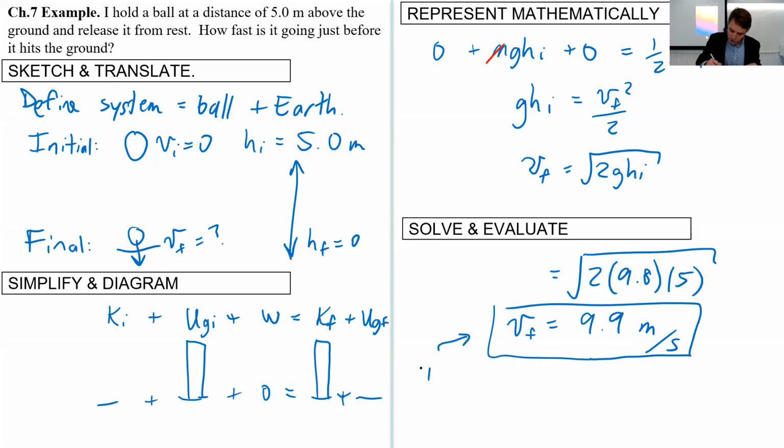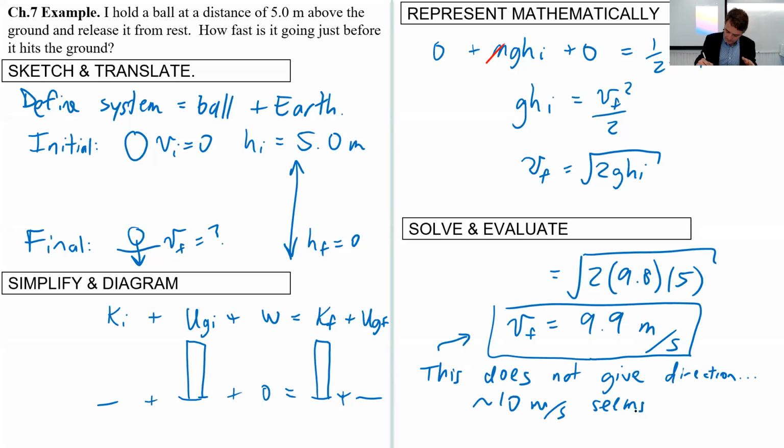This does not give direction. So that's one of the downsides of using energy. You can get speed, but you can't get direction. If you used the forces, you would know that the net force is down. But anyway, we do kind of know it's going down, right? 10 meters per second seems about right.